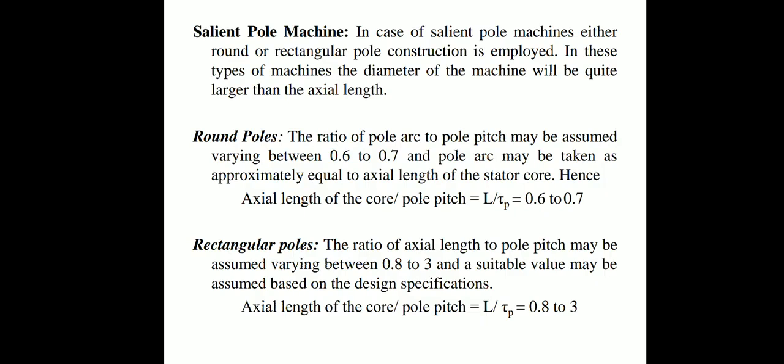Rectangular poles. The ratio of axial length to pole pitch may be assumed varying between 0.8 to 3, and a suitable value may be assumed based on the design specifications. Axial length of the core per pole pitch, L upon tau p, is equal to 0.8 to 3.